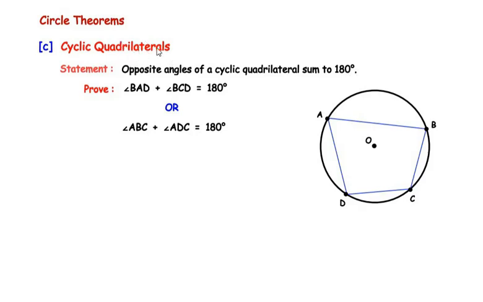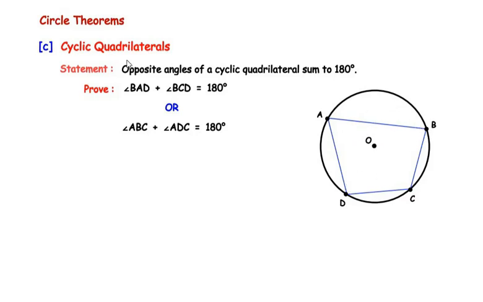Now we know that a quadrilateral is a shape which has four sides. Cyclic quadrilaterals are the ones which are inscribed within a circle. So here we have drawn a circle with center O and we have drawn a quadrilateral inside the circle in such a way that all the vertices of the quadrilateral are on the circumference of the circle. So we can see that the vertices A, B, C and D are on the circumference of the circle. These kinds of quadrilaterals are called cyclic quadrilaterals.